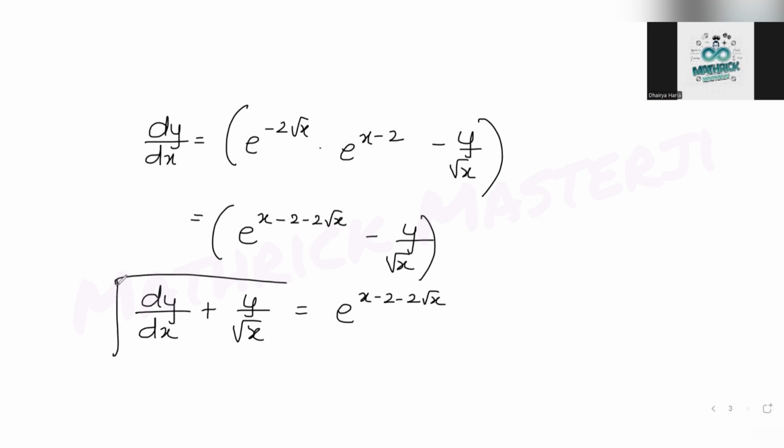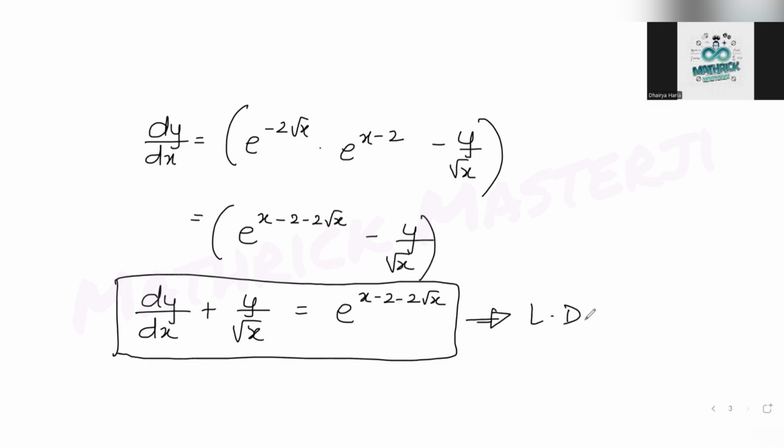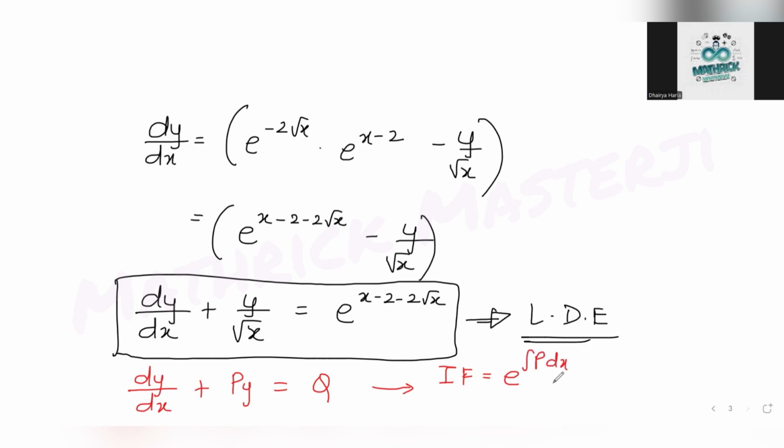So I have this form, and this is nothing but a linear differential equation, of our general form dy by dx plus py equals q, where the integrating factor becomes e raised to integral p dx. Comparing this, I get p is 1 over root x, and q is e raised to x minus 2 minus 2 root x.